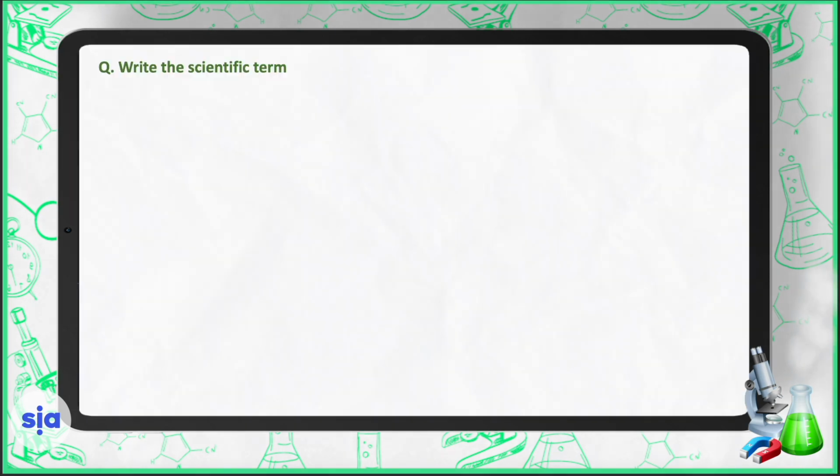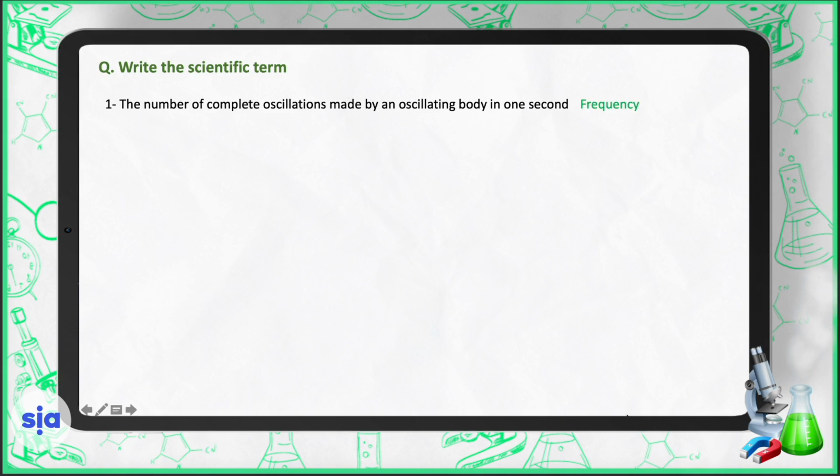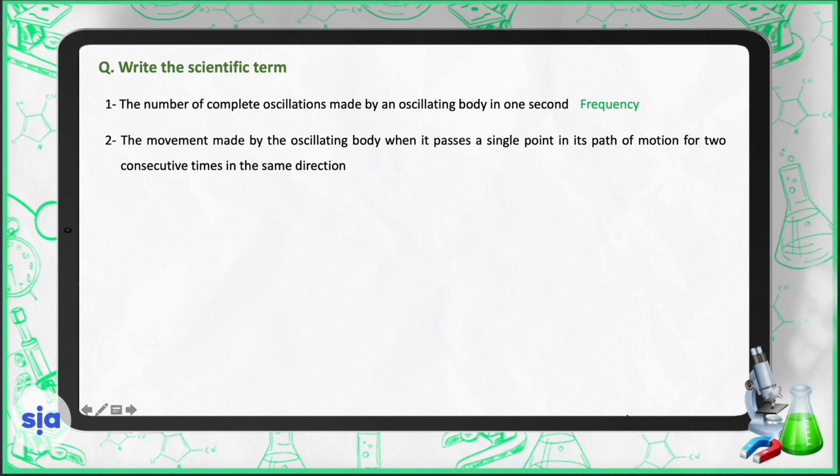Now it's time for questions. Write the scientific term. The number of complete oscillations made by an oscillating body in 1 second. Frequency. The movement made by the oscillating body when it passes a single point in its path of motion for 2 consecutive times in the same direction. This is the complete oscillation.